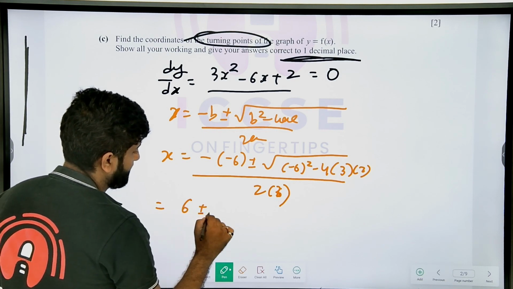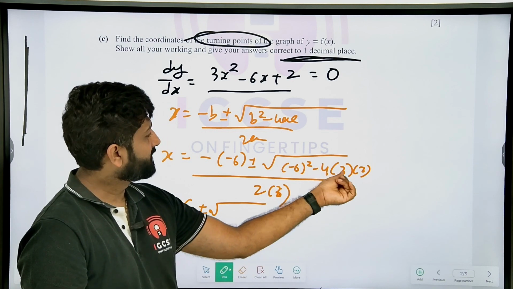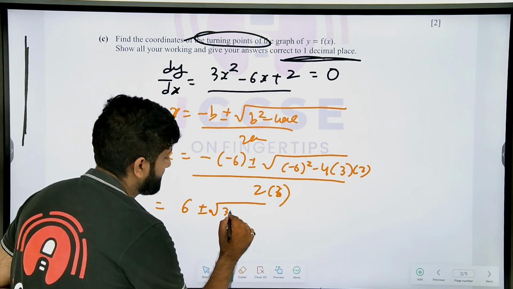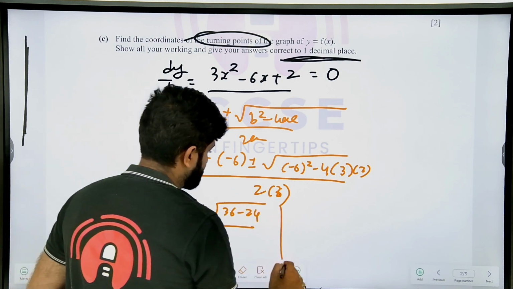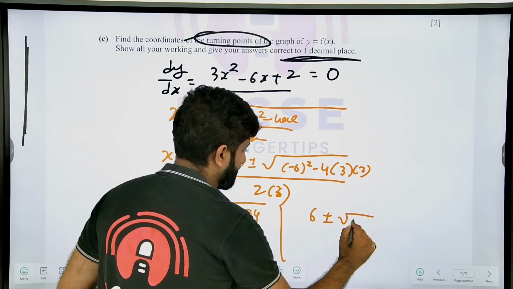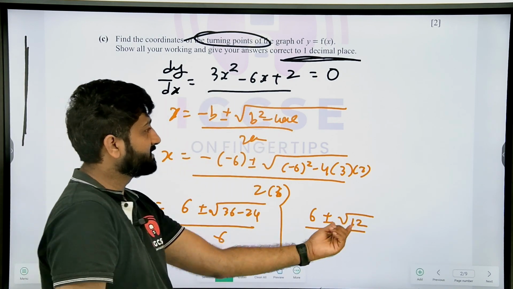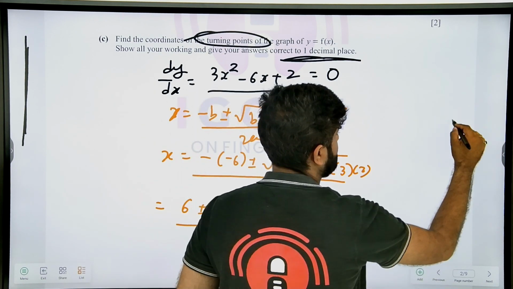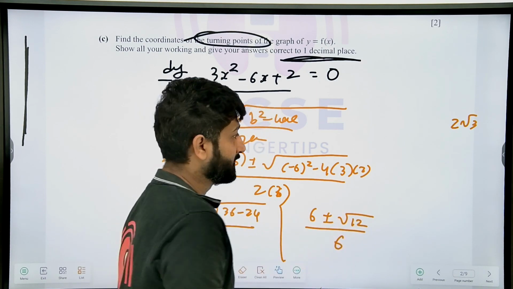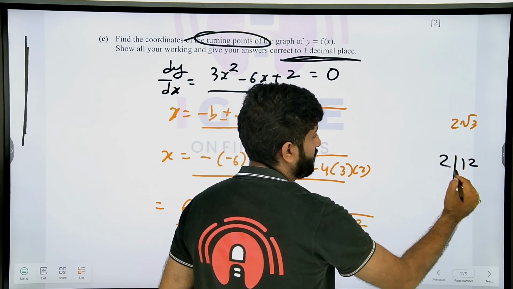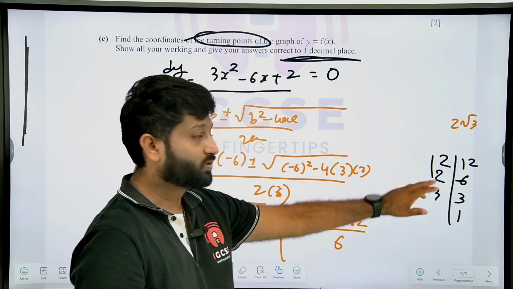So, 6 plus minus root 6 squared is 36. 4 3s are 12, 12 2s are 24. So, I have 36 minus 24 over 6. So, I can write this as 6 plus minus root 12 over 6. I can write root 12 as 2 root 3. How? Because 12 is what? 2, 6, 2, 3, 3, 1. So, this is 2 root 3.